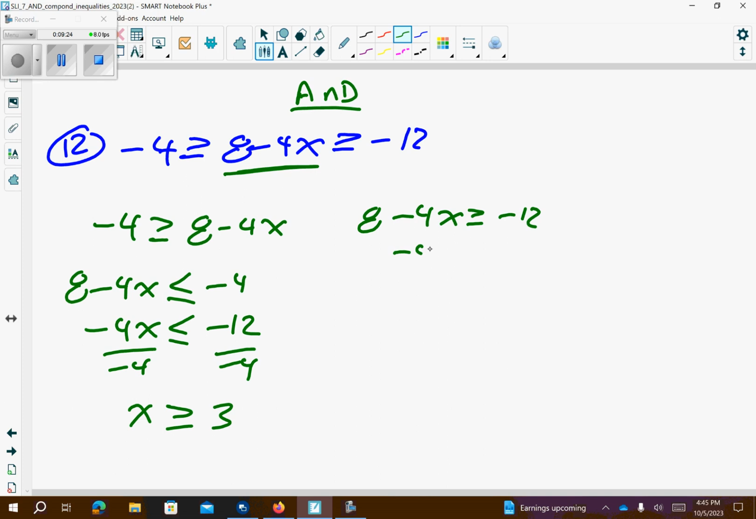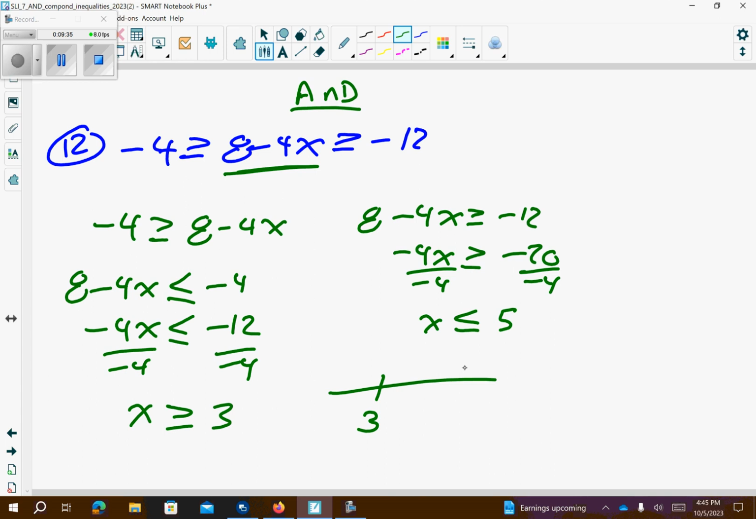Okay, then I'm going to subtract 8 on this one. So that's -20. Divide both sides by -4. Sign is going to flip over again. That's going to give me a 5. So I have 3. I have 5.